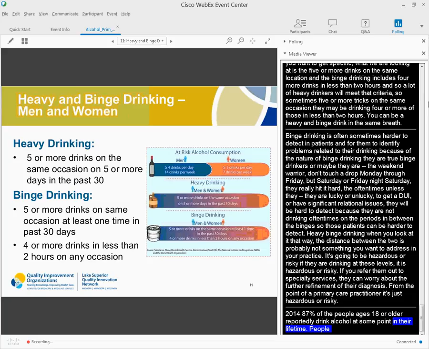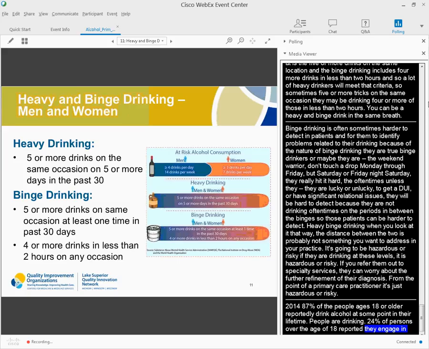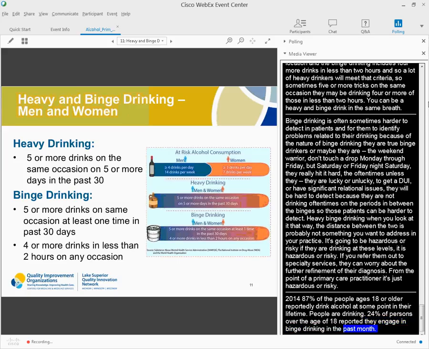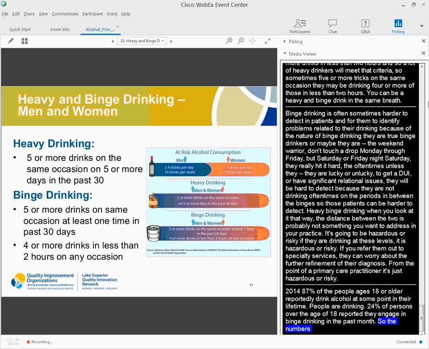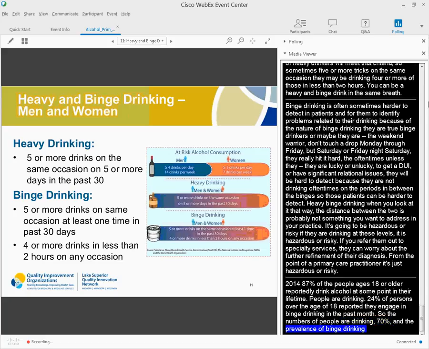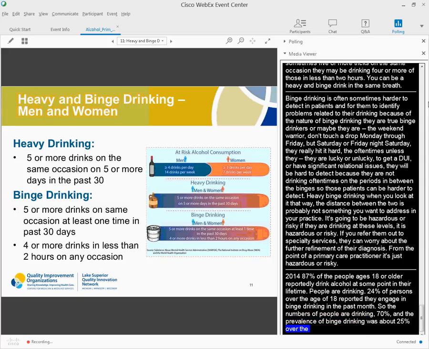But about 25% of persons over the age of 18 reported that they engaged in binge drinking in the past month. Now, that was from 2014, too. So the numbers of people who are drinking, right? About 70% of people are drinking, maybe 90% of people are drinking. It's 87.6. And the prevalence of binge drinking was about 25% over the age of 18. So there are people that are drinking in binges. There are also considerable amounts of people that are heavy drinking.